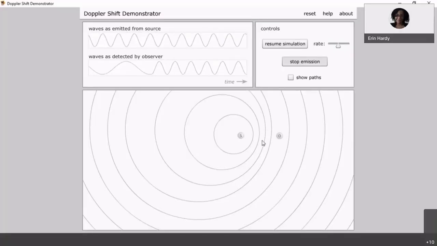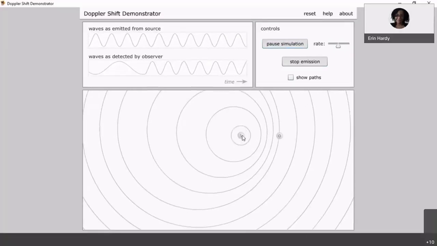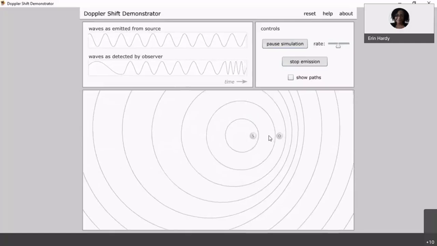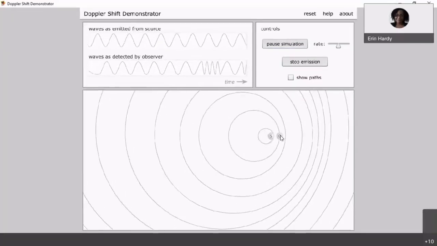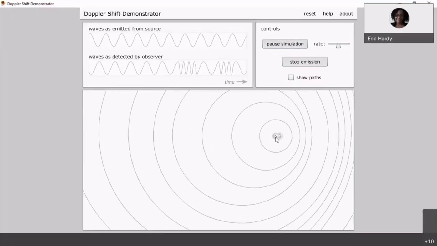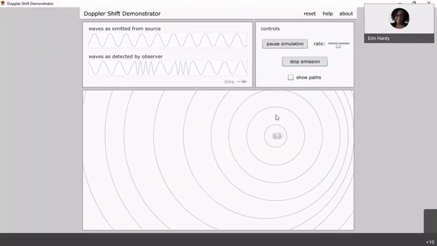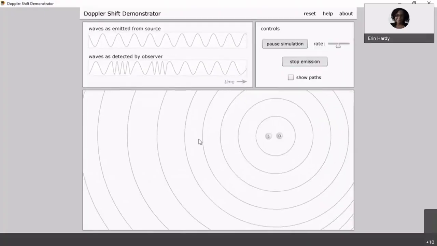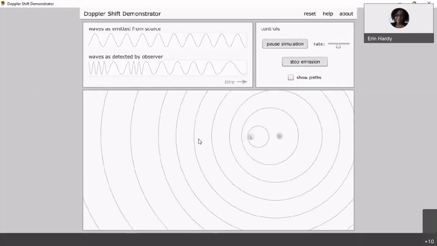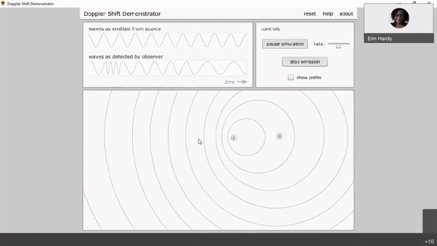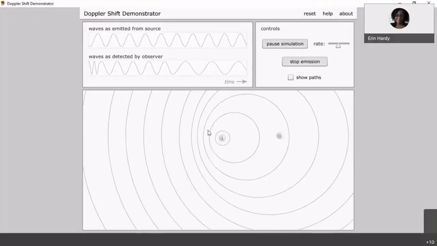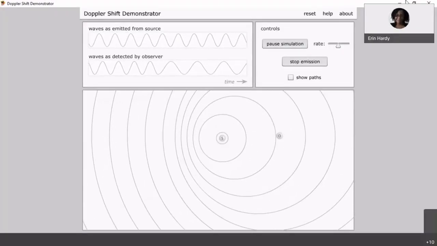So that has the effect, if I resume here, of causing the waves detected by the observer to have a smaller wavelength. So they're shrinking in again if we look right here. And then of course we would see the opposite. Now the wavefronts are squishing together more closely on the left side than on the right.